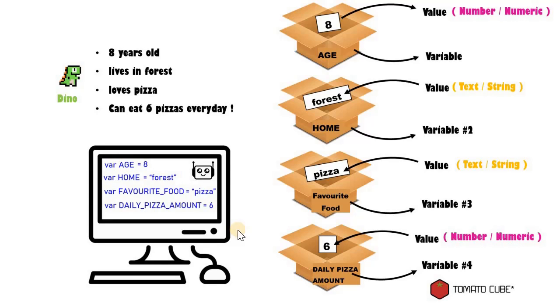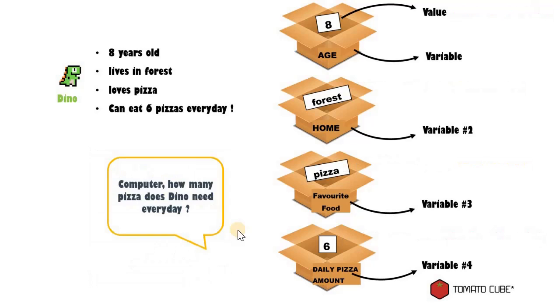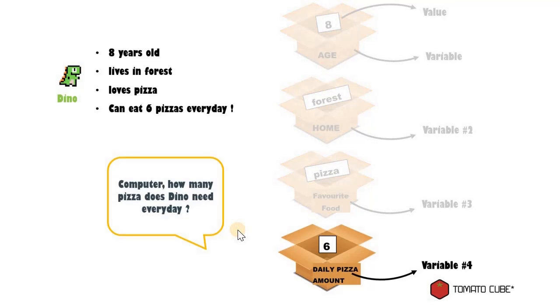Now that the computer has all this information, we can ask the computer, how many pizzas does Dino need to eat every day? Then the computer will go to the variable daily pizza amount and tell us that the value is 6. So that's how variables are so useful for the computer to store the information and also to retrieve the information.